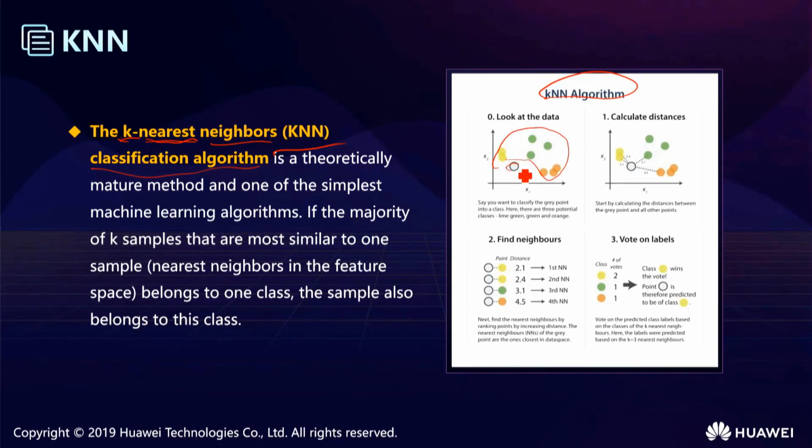If there is a new node, we calculate the distance between it and the other nodes, then rank the distances and find the top k. If we find that two of the nodes are blue, the green node will belong to the blue class. That's the core idea of using distance to do classification.